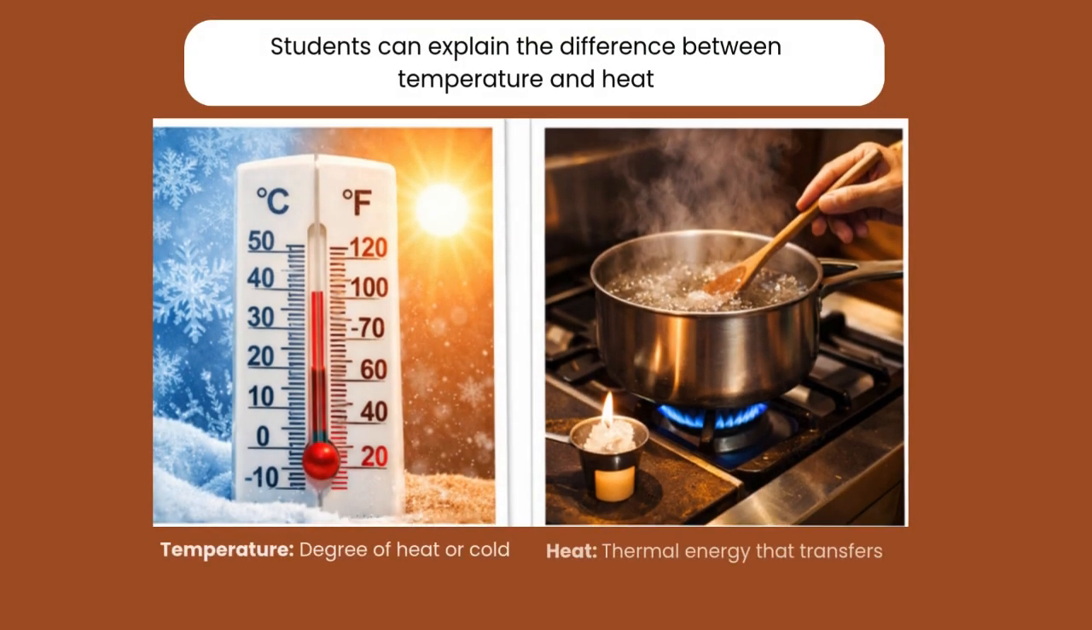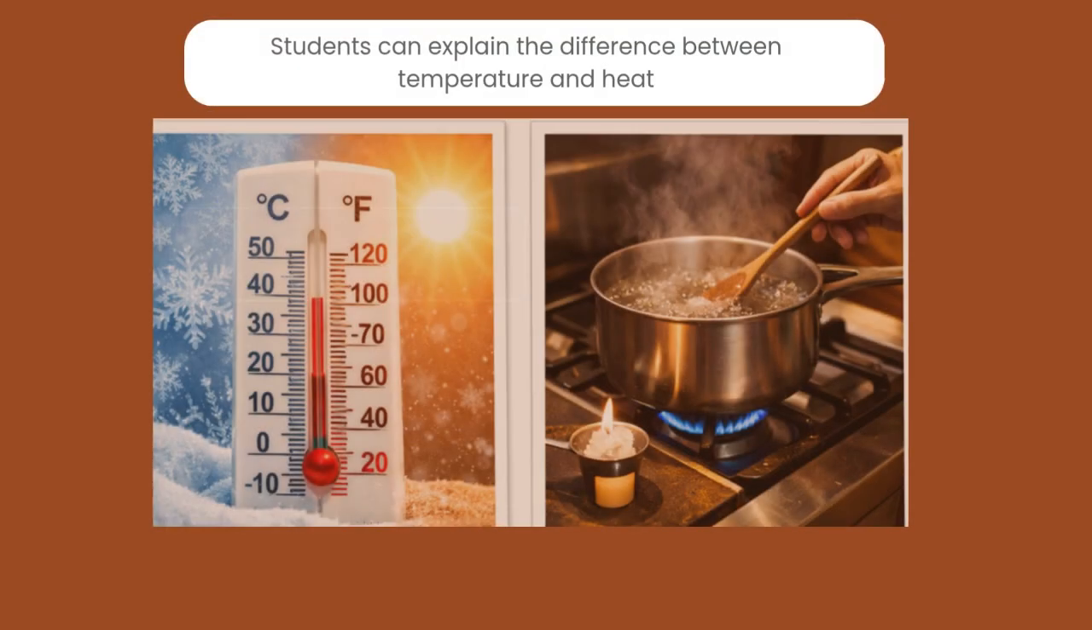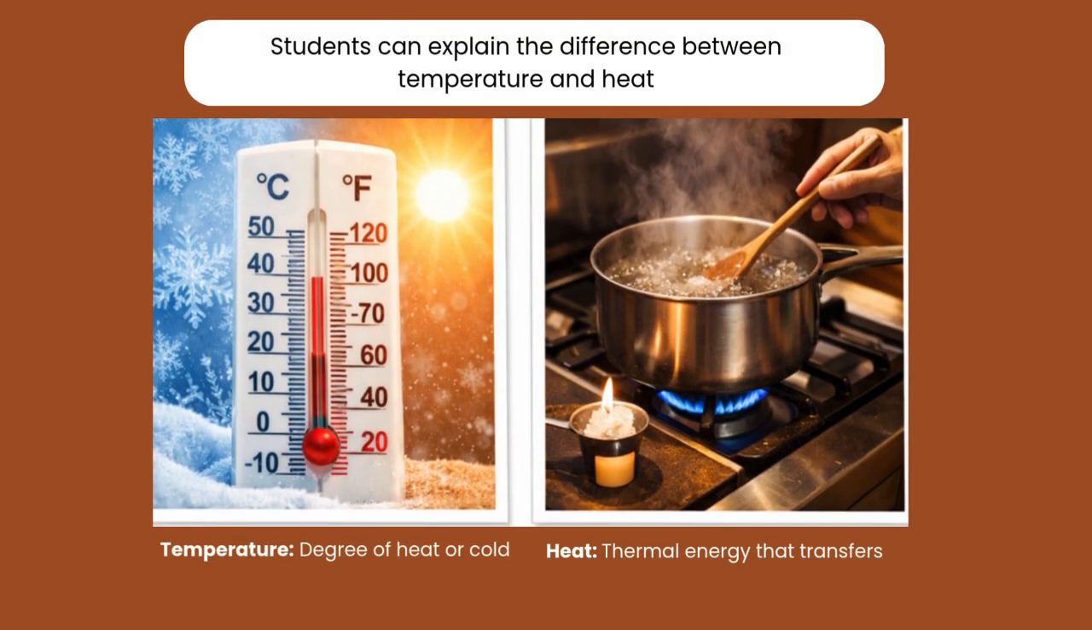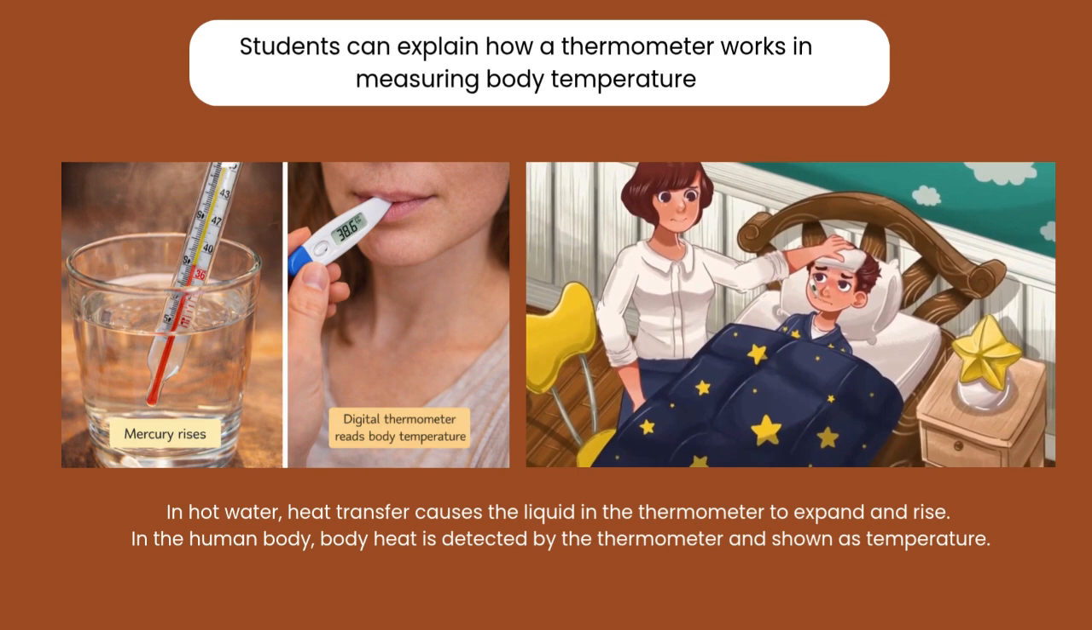The first learning objective is students can explain the difference between temperature and heat. As we can see in this figure, temperature is a measure of how hot or cold an object is, so it only shows the condition of the object. Meanwhile, heat is thermal energy that can move from one object to another. Usually, heat flows from a hotter object to a cooler one, so temperature is about measurement, while heat is about energy transfer.